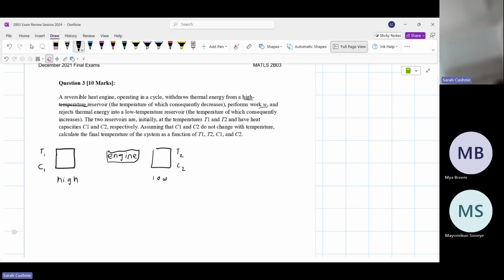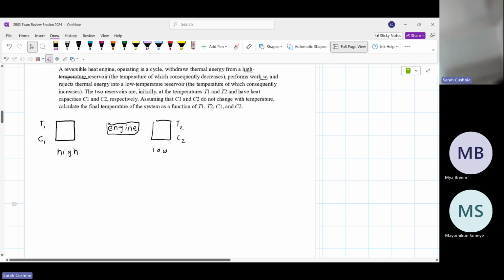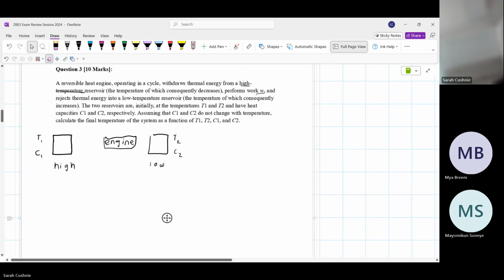So the first thing I'm going to do is, heat is taken from this into the engine. Then the engine dumps the heat into the low one. So once this loses heat, it's going to drop in temperature from T1 to TF.